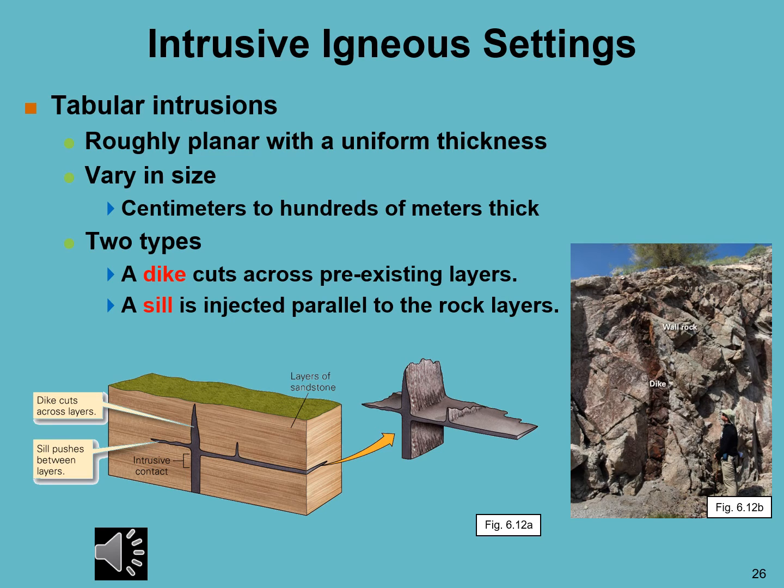Magma rises and intrudes into pre-existing bedrock by slowly percolating upward between grains or by forcing open cracks or fractures in the country rock. These are called tabular intrusions. They are roughly planar, with a uniform thickness that varies from a few centimeters to hundreds of meters thick. There are two types of planar intrusions: a dike that cuts vertically or diagonally across pre-existing layers of rock, and sills that are injected parallel to the rock layers.